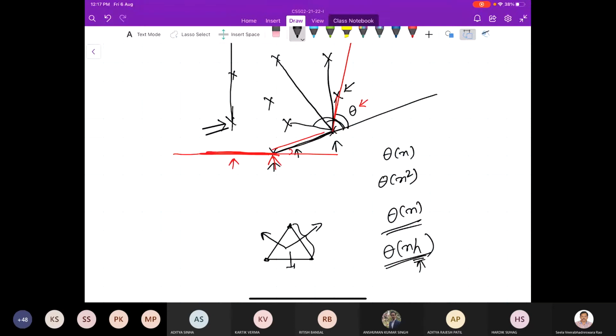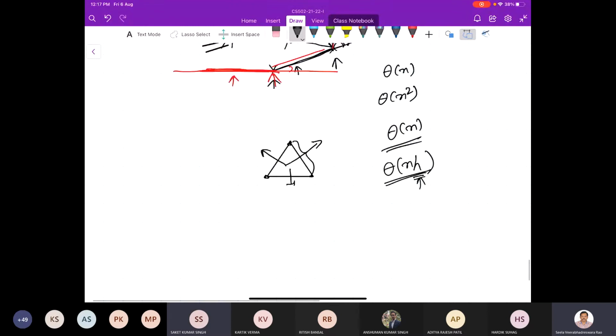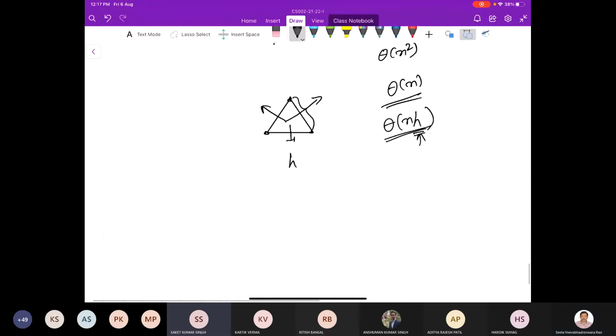Sir, could you repeat what is H? H is the number of edges on the boundary of the final output convex hull. Oh, thank you, sir.